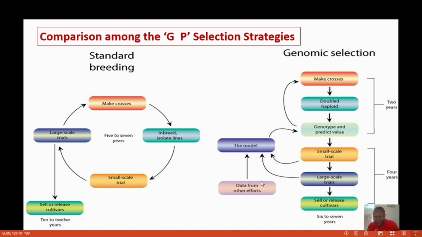Then as you do this, remember, you can also feed the data from the others. This is software based. You feed the data from other efforts and you can predict the breeding value or the genetic gain. And then of course, when you have predicted the genetic gain and it is maximized, then you can sell or release the cultivars. So you see, here you have taken 2 years plus 4 years, and it is possible to come to releasing a new variety between 6 to 7 years, or sometimes to 12 years maximum.